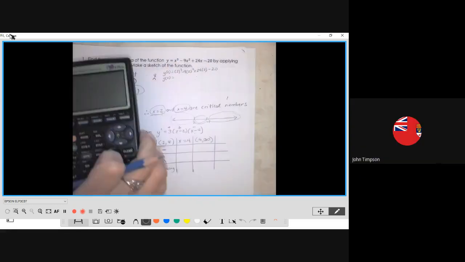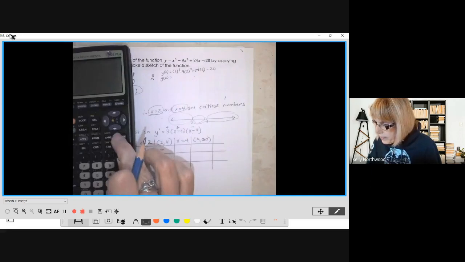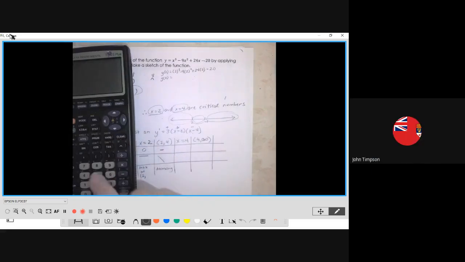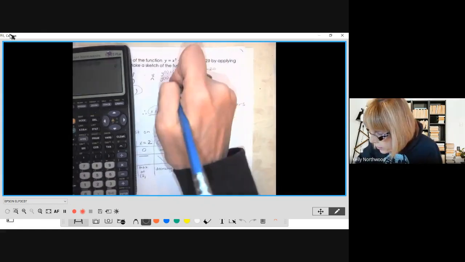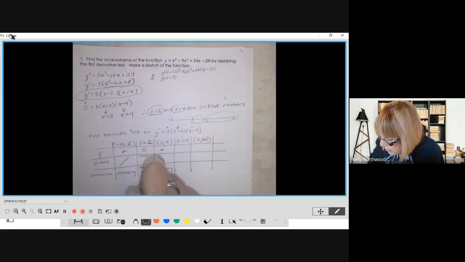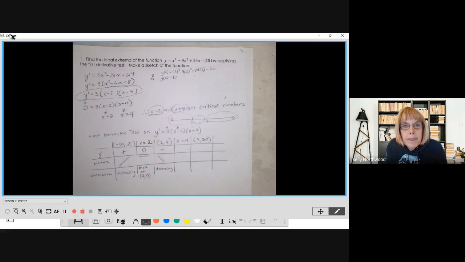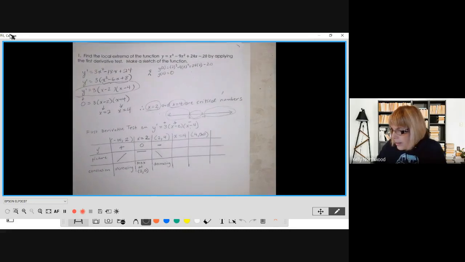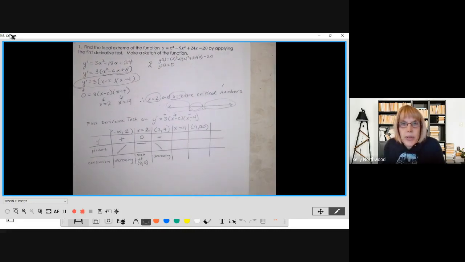And you can put that into your calculator. Yep, I got 0. So a maximum at 2, 0. Everybody good? Maximum then at 2, 0.